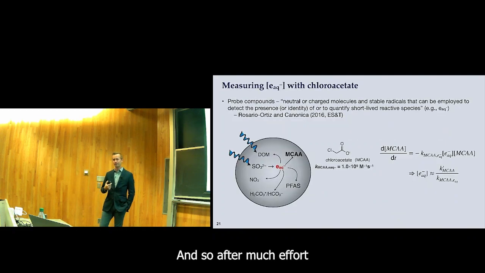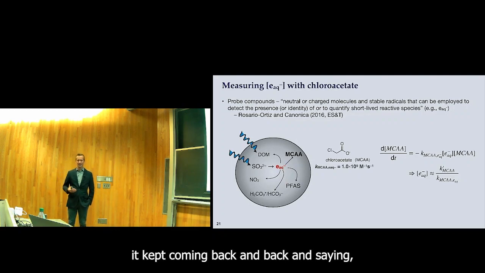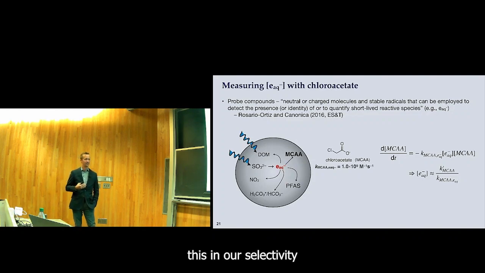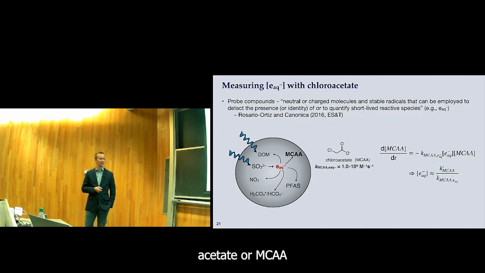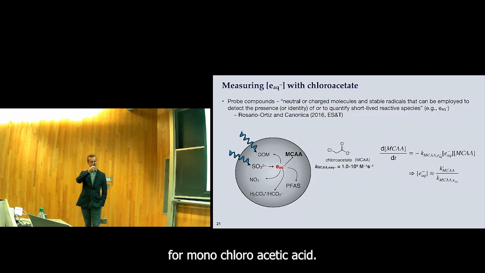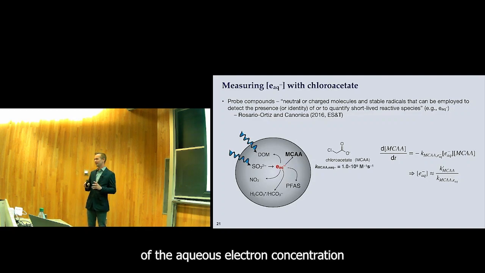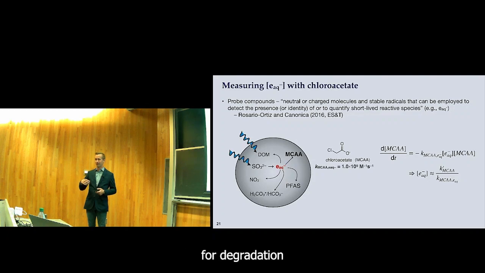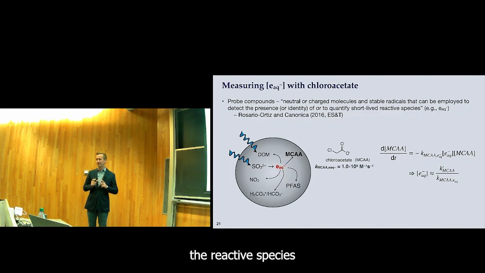And so after much effort, trying several probe compounds, he kept coming back and saying, well, we saw this in our selectivity test, and I'd say, oh, well, that seems like it's not working. We eventually landed on chloroacetate, or MCAA, monochloroacetic acid. And the essential idea behind a probe compound is it gives you a snapshot of the aqueous electron concentration at that point in time. You spike it in, monitor its kinetics for degradation or maybe the formation of some product, and it gives you a sense of what the reactive species concentration is at that point in time.